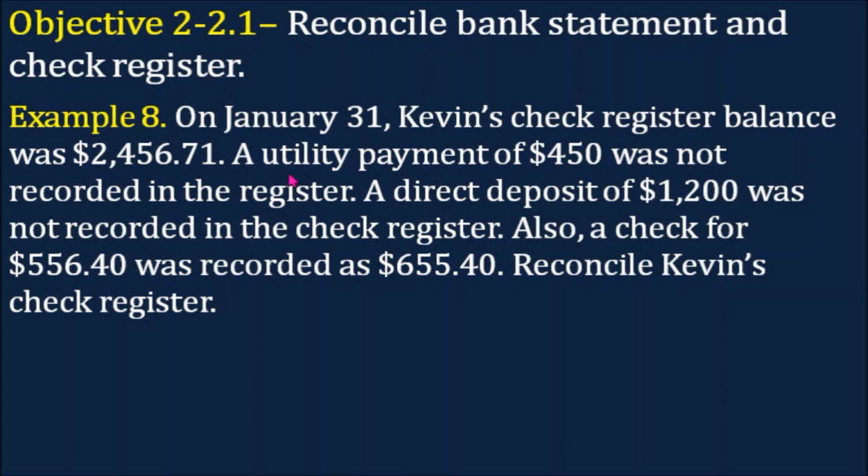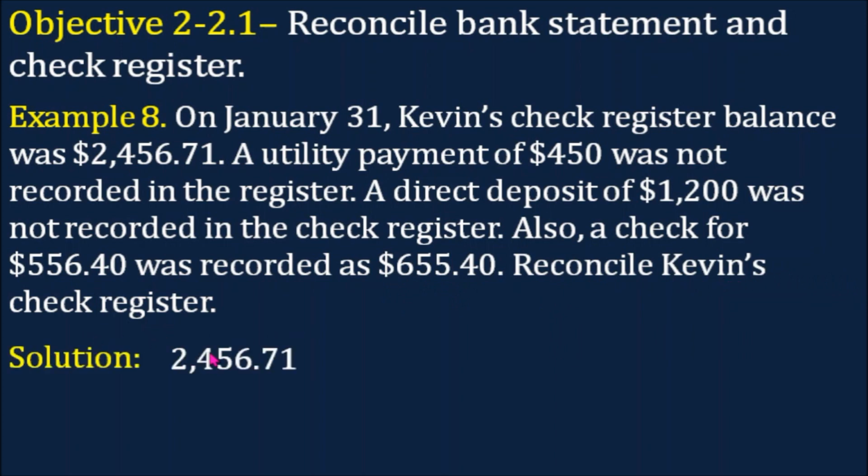Example number 8. On January 31st, Kevin's check register balance was $2,456.71. A utility payment of $450 was not recorded in the register. A direct deposit of $1,200 was not recorded in the check register. Also, a check for $556.40 was recorded as $655.40. Reconcile Kevin's check register.